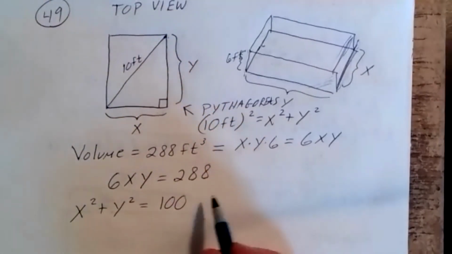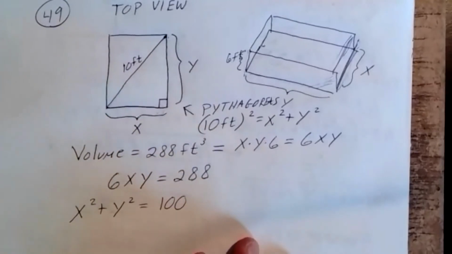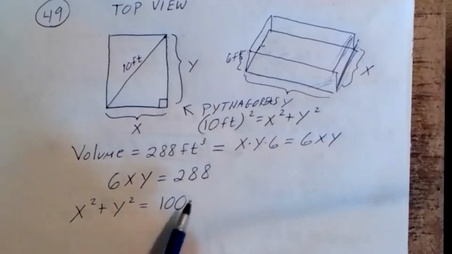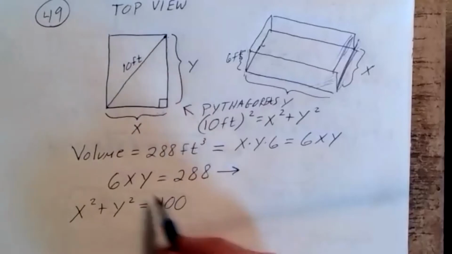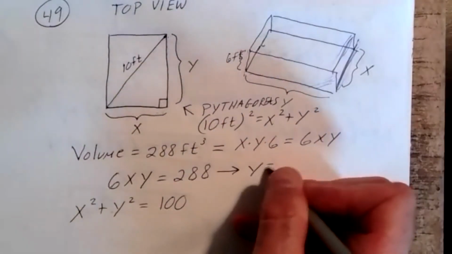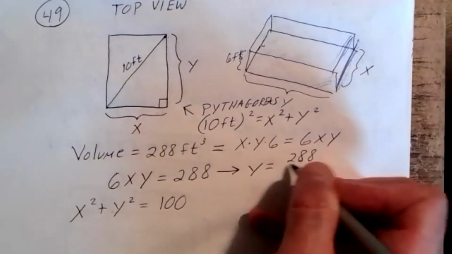Now, how would we solve this system? What would be the most efficient way to solve this system? Elimination or substitution? How are we going to solve this system? With substitution. Substitution, yes. We could maybe solve this first equation for maybe y or x. I'll solve for y by dividing both sides by 6x. So there you go.